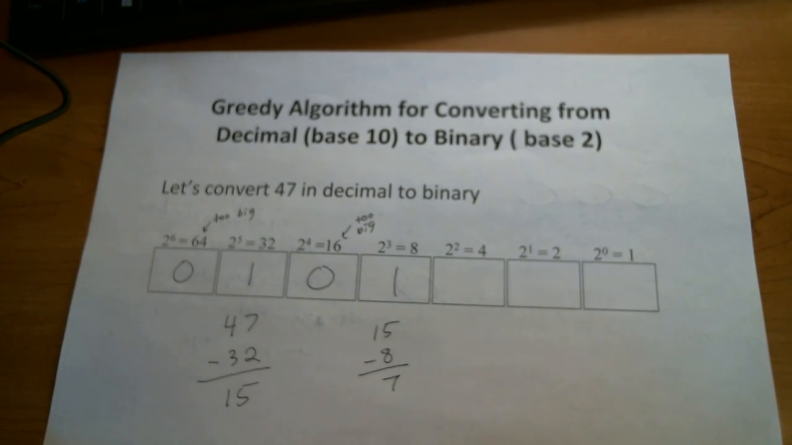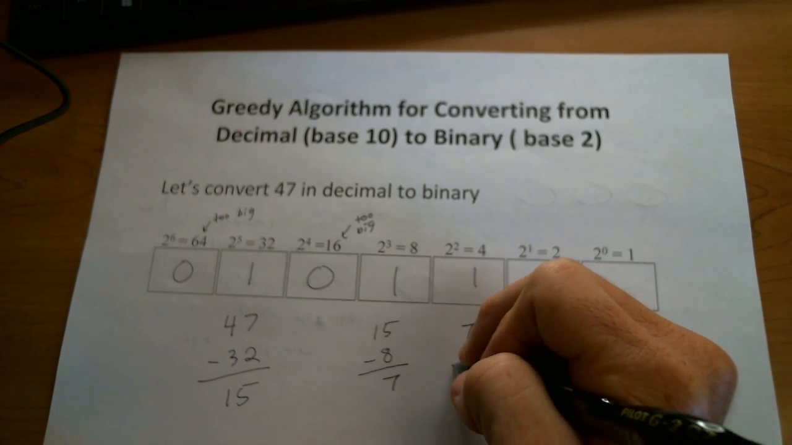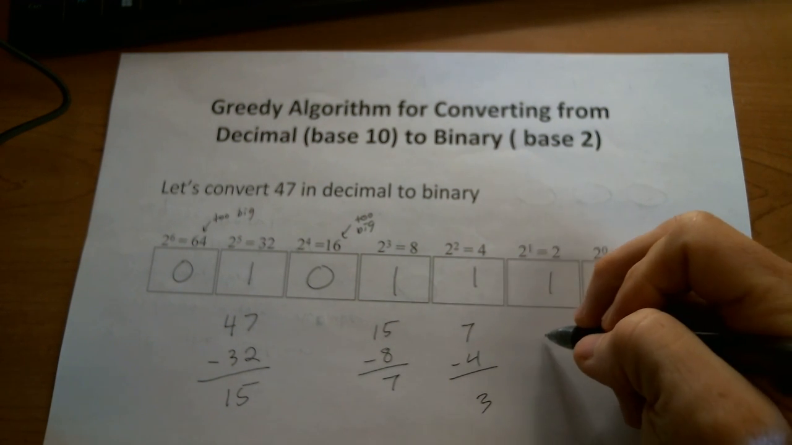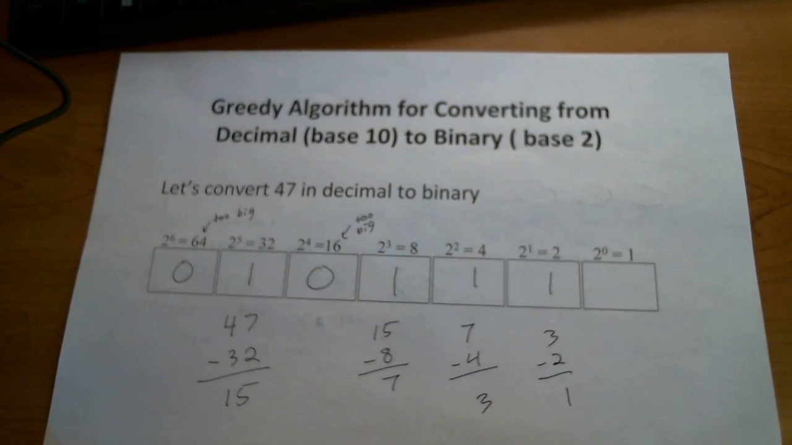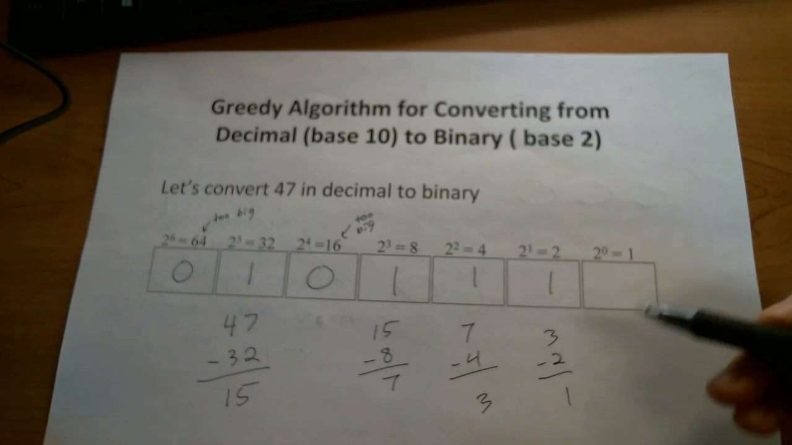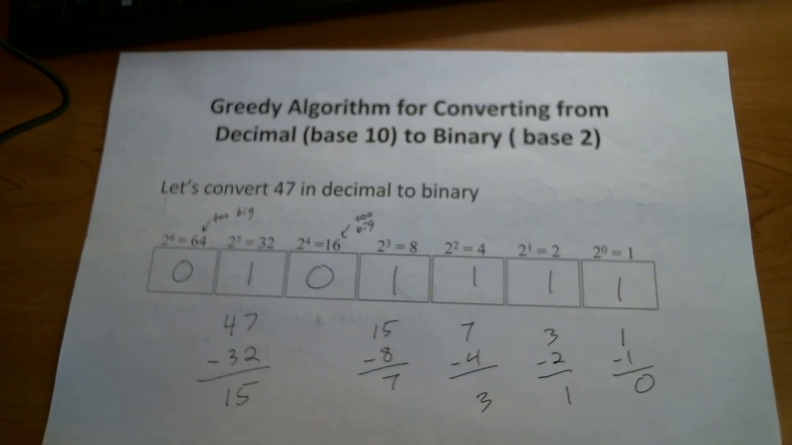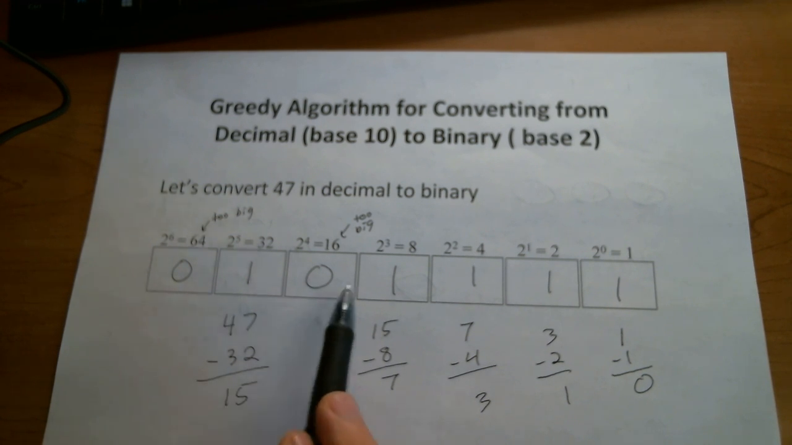We say to ourselves, all right, what about 4? Can we take 4 away? And we can. So we put a 1 there. And then we do 7 minus 4, and we get a 3. And then we say, all right, can we take 2 away? We can. And we say to ourselves, all right, 3 minus 2 is 1. And then we say, all right, can we take 1 away? Yeah, I mean, that's all we've got left. So 1 minus 1 is 0. And then there's nothing left over, so we're done. So we now know that 0, 1, 0, 1, 1, 1, 1 in binary is the same as 47 in decimal. All right, so that's what's called the greedy algorithm.